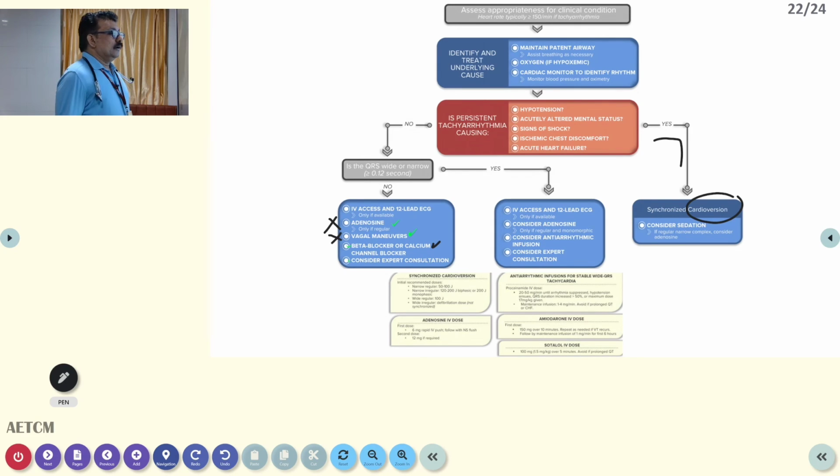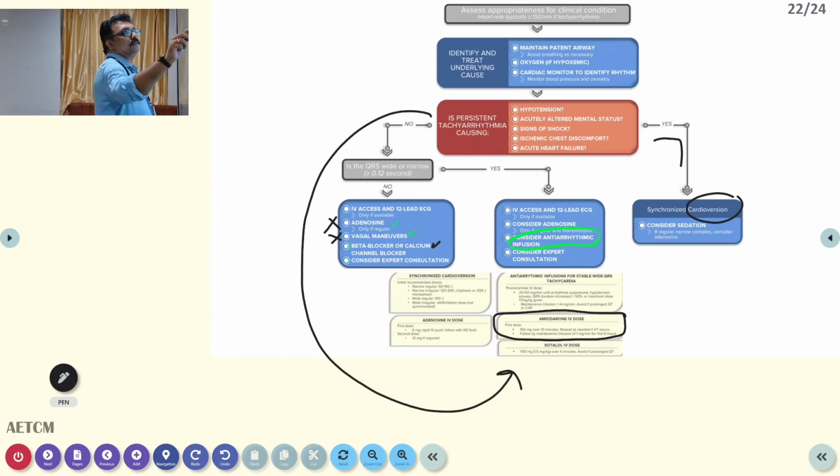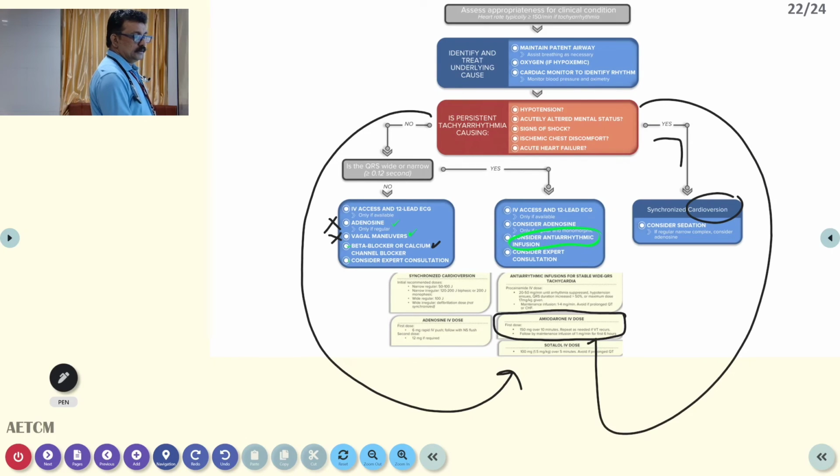If you don't know what type of arrhythmia it is, and it is wide complex tachycardia, then you can go for amiodarone infusion. So the antiarrhythmic infusion that can be tried is amiodarone. That is very important. Amiodarone is one of the most useful drugs among all these categories because the adverse effects are very few. It cannot produce hypertension. If you are not able to understand anything, even if the BP is slightly low, whether it is narrow complex or wide complex tachycardia, you can still go to amiodarone.